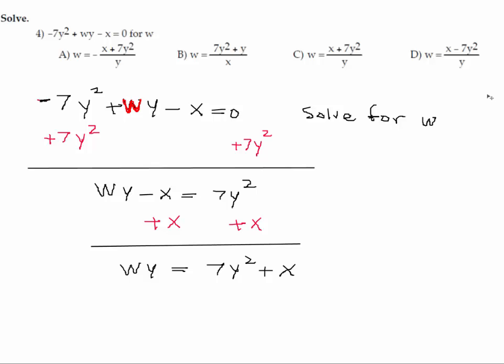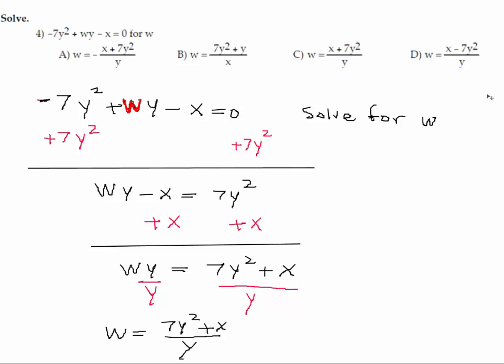Divide? Yeah, we just have to eliminate this y. Divide by y? Very good. Because this y is multiplying the w, if I divide both sides by y, then w is equal to 7y squared plus x over y. Which one would be my right choice here?